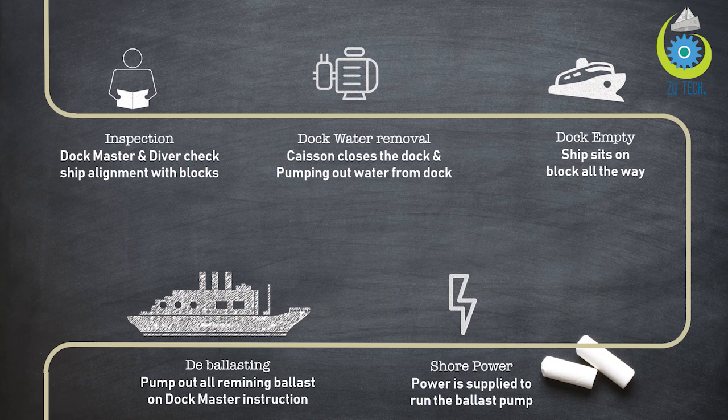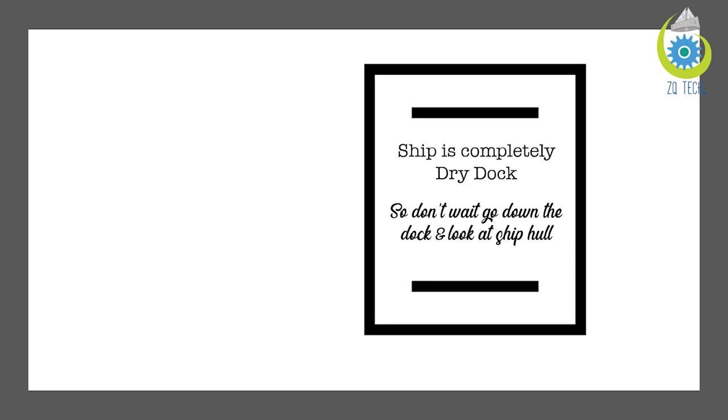Deballasting. Pump out all remaining ballast on the dock master's instruction so that there is no fluid in the ship. So that is the general process of docking or dry docking. The ship is completely dry docked, so don't wait. Go down the dock and look at the ship hull. You come to know whether the ship really needs maintenance or repair.